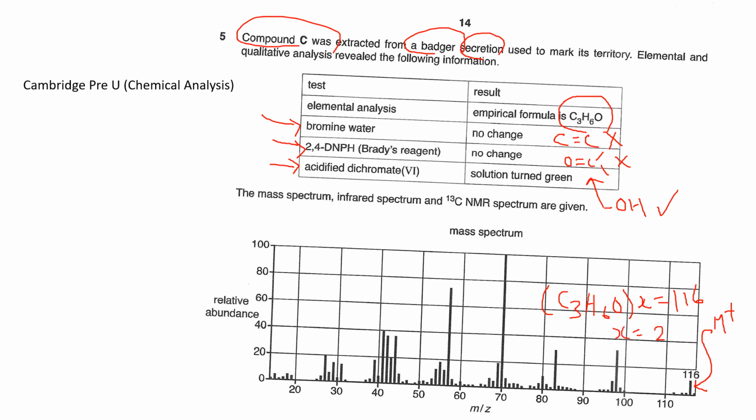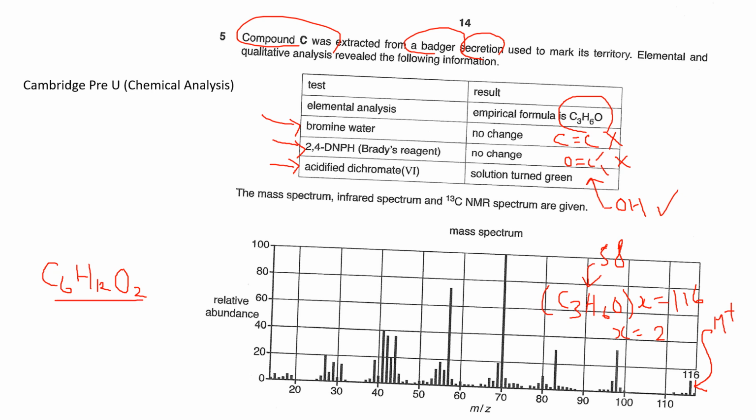Because the empirical formula mass, I remember, is 58 altogether, so x is 2, double. Therefore, the molecular formula should be C6H12O2. This is the molecular formula.